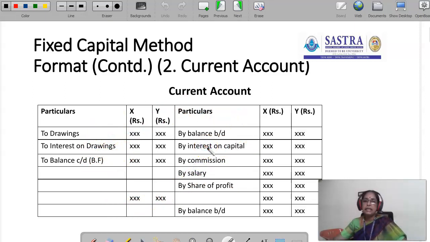Interest on capital is an income and so it should be credited. Commission, salary, share of profit are all income to the partners, so that should come under the credit side. Drawings and interest on drawing are an expense to the partner and so they should be debited. So finally we get the closing balance of the current account, and that would be the opening balance of the next accounting year. In this way, we have to prepare the current account.